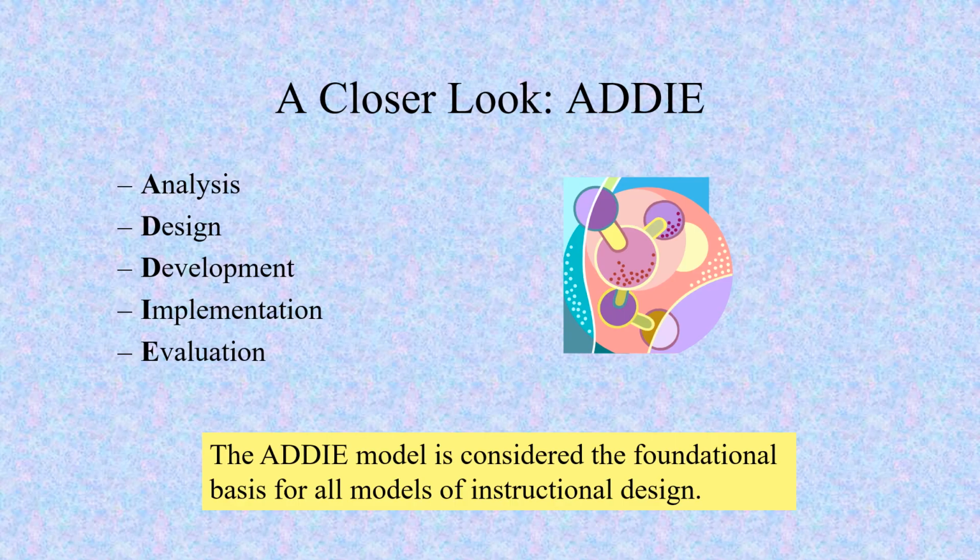The ADDIE model consists of these 5 steps: analysis, design, development, implementation, and evaluation. The ADDIE model is really considered the foundational basis for other models of instructional design. So pretty much they all boil down to at least these common steps, although some are much more involved. Let's take a closer look at some of these steps to get an opening idea of what they're about.